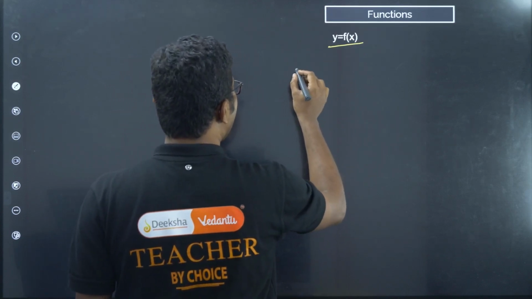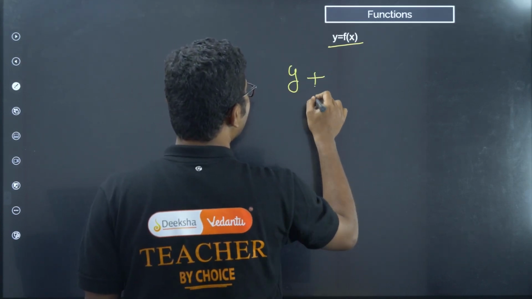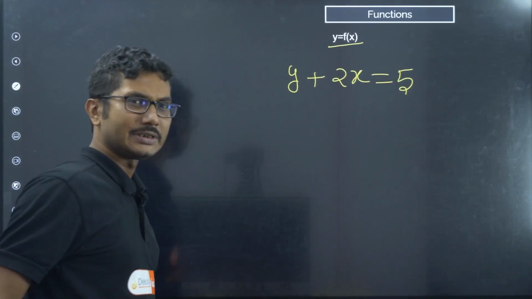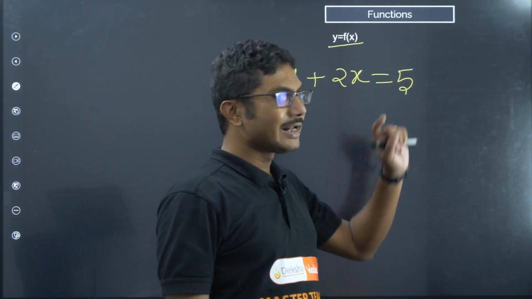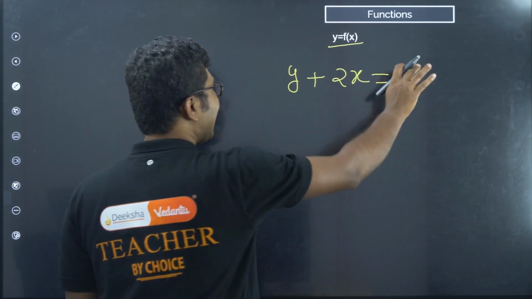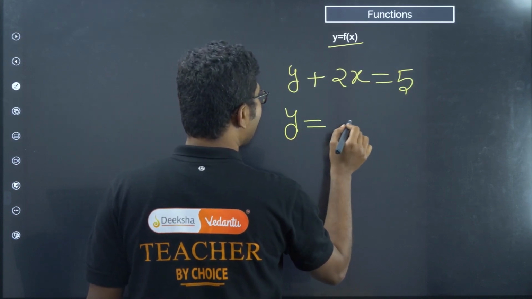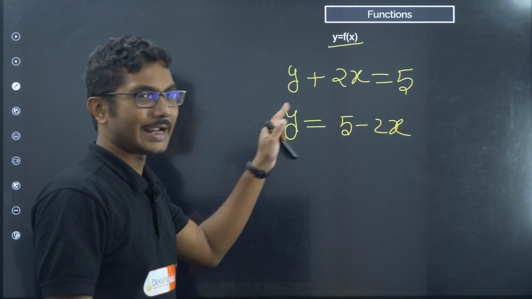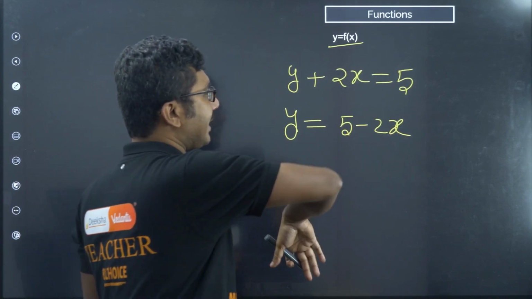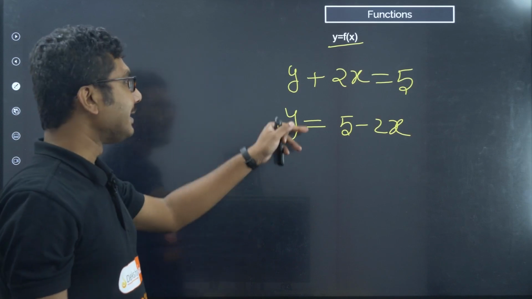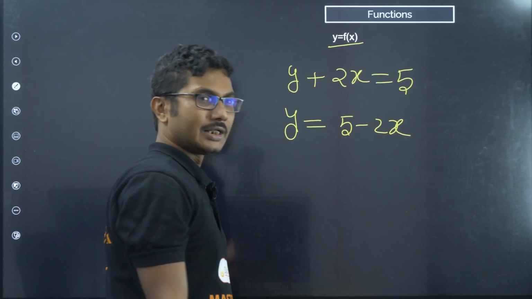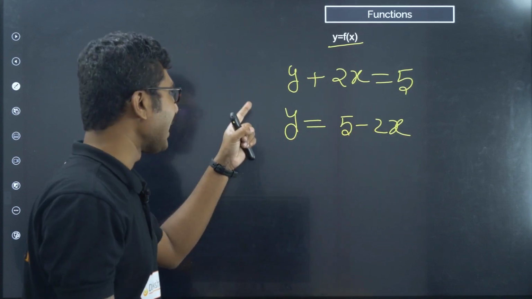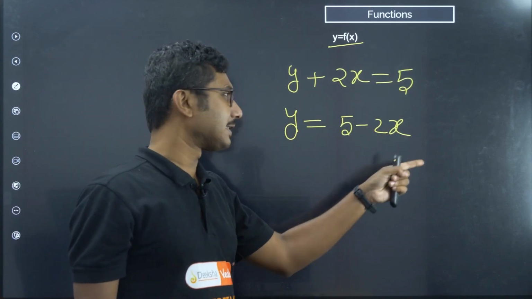Suppose I have a simple equation y + 2x = 5. You have seen this kind of equation in the past, right? This is called an equation. Now if I write this as y = 5 - 2x, that is, on my left hand side one variable, on my right hand side another variable, then this becomes a function. So we can write y as a function of x. We will say y is a function of x.